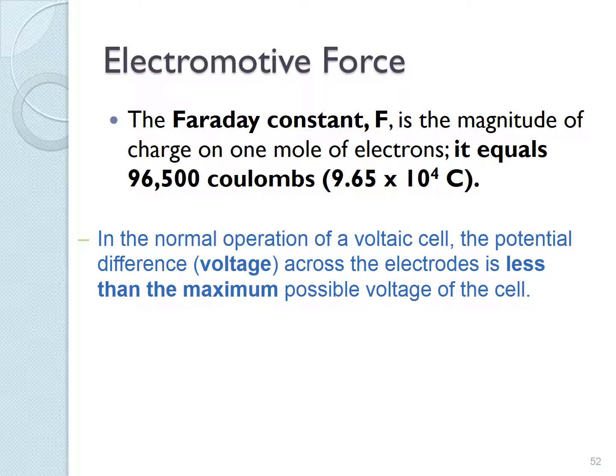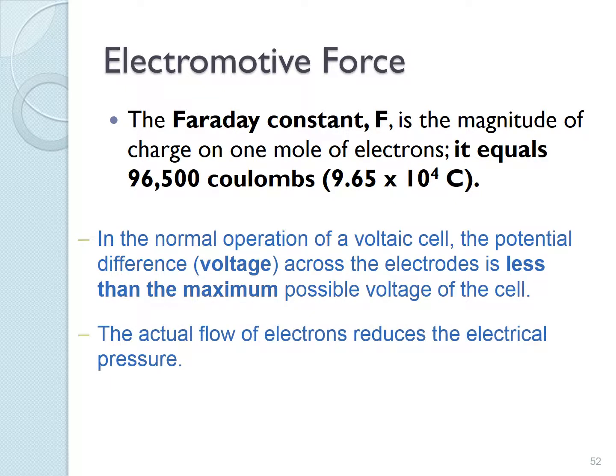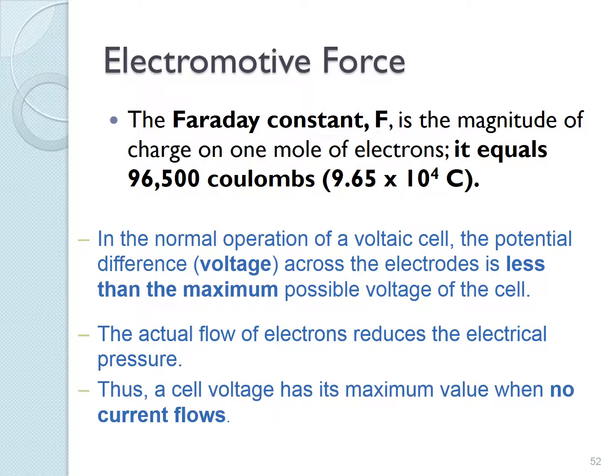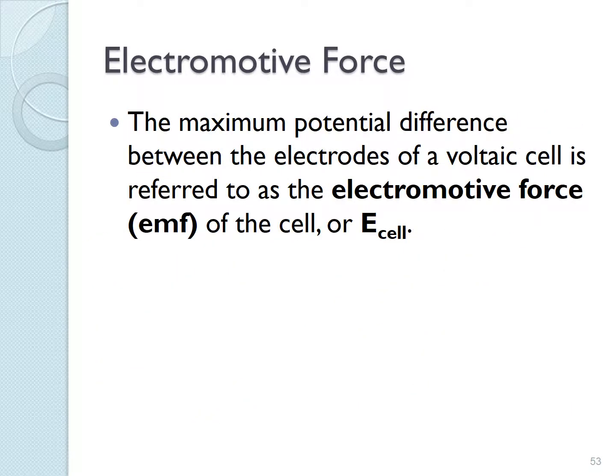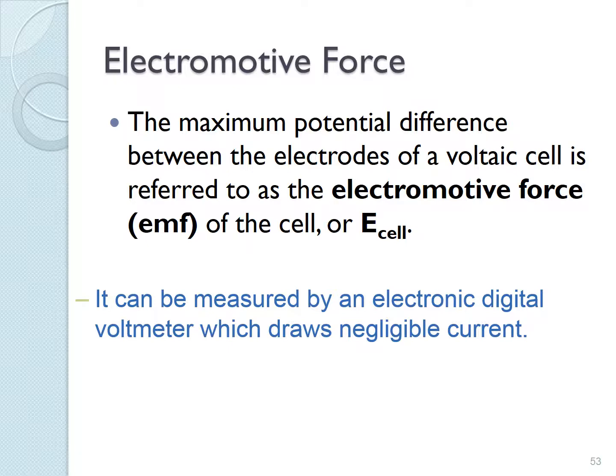When you normally operate a voltaic cell, the voltage across the electrodes is less than the maximum. Because the electrons are actually flowing, it reduces the electrical pressure, so you can never get to the maximum. The cell voltage has its maximum when no current flows. It's sort of like you can't measure the pressure of a water pipe as well if the water's flowing. The maximum potential difference, or the maximum voltage between electrodes of a voltaic cell, is called the electromotive force, or the EMF of the cell, or sometimes E cell. You can measure it with a voltmeter.